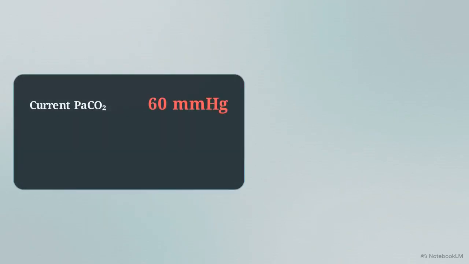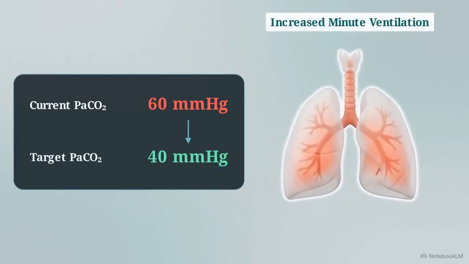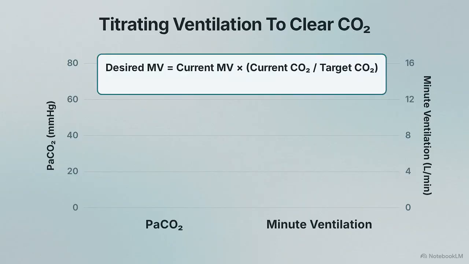When a patient is severely acidotic, adjusting the pressure gap shouldn't be a guessing game. You can calculate exactly how much extra air they need per minute to clear the CO2. This equation calculates the target. Desired minute ventilation equals the current minute ventilation multiplied by the current CO2 divided by the target CO2.